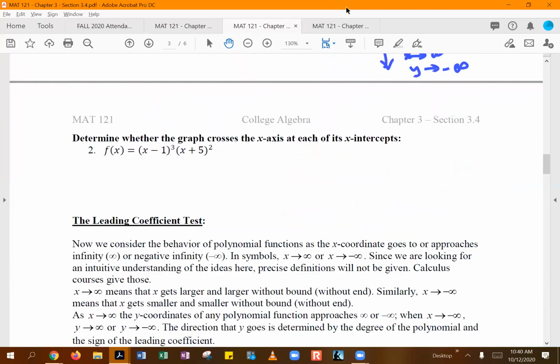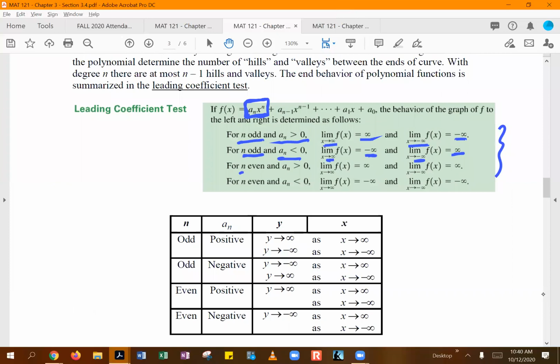And you're going to have that same thing with the even function. When it's even and positive, as x is going to positive and negative, your y is always going to positive. When you have an even function with a negative coefficient, as x goes to positive or negative, y goes to negative infinity.